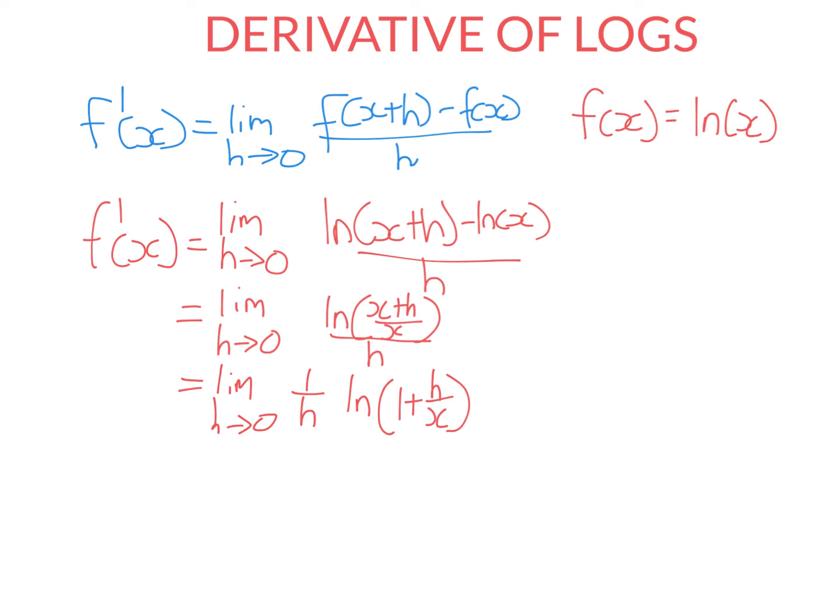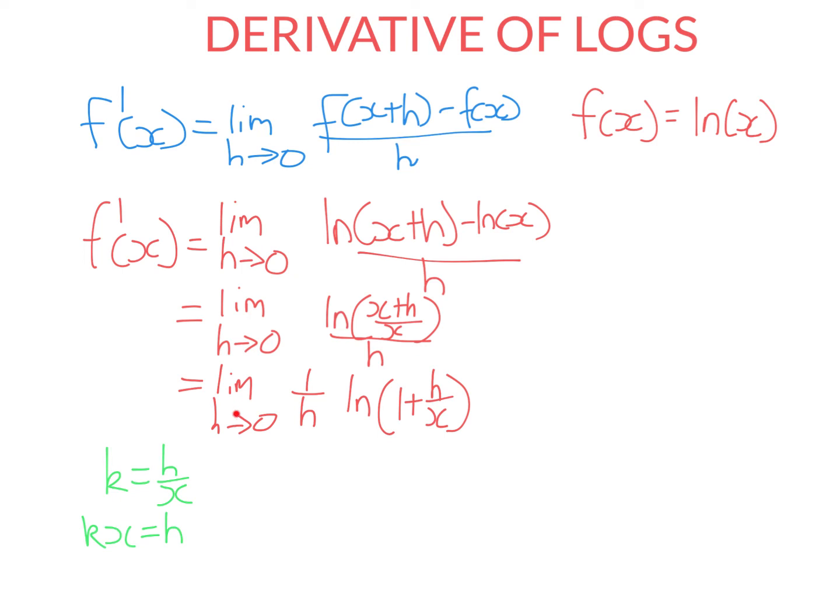So which one's going to win? Is it going to get closer to infinity, or is it going to get closer to 0? We don't know. What we're going to do is make a substitution to make things a little easier. So I'm going to make the substitution k equals h over x, to make things a little easier. Another way to write this is, of course, kx equals h.